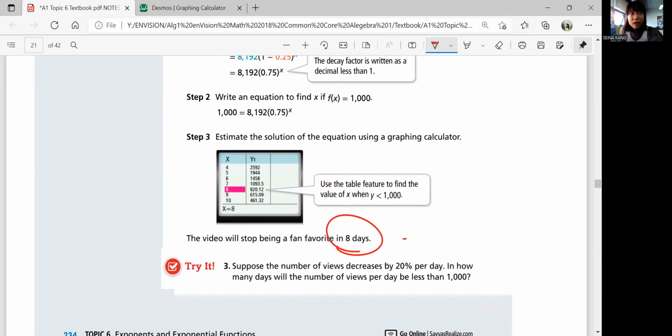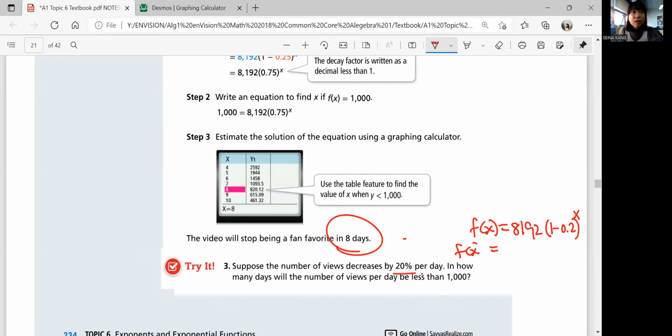Okay, let's look at try number 3. Suppose the number of views decreases by 20% per day. In how many days will the number of views per day be less than 1,000? So it's the same kind of problem, but instead of 25%, it decreases by 20%. So now we have a different rate. So your new function should be 8,192 times 1 minus 0.2 to the power of x instead of 0.25.